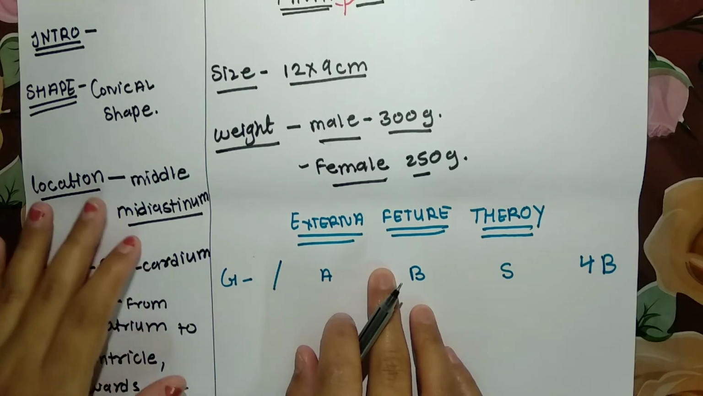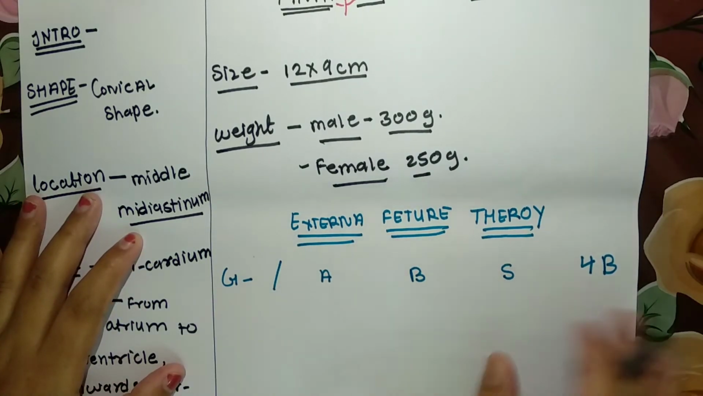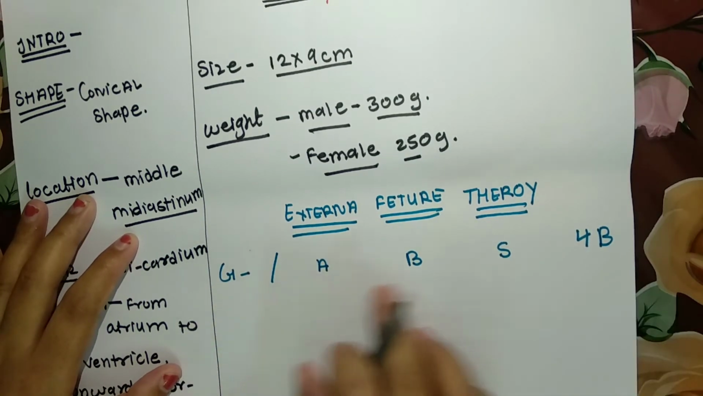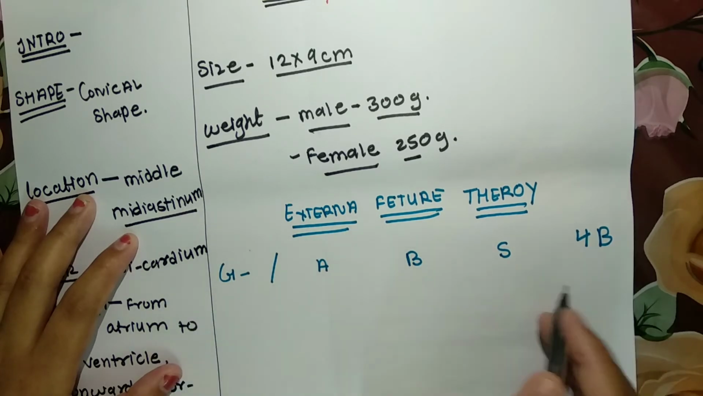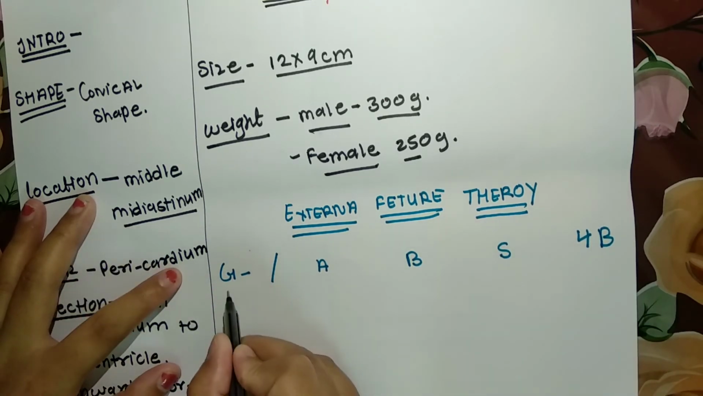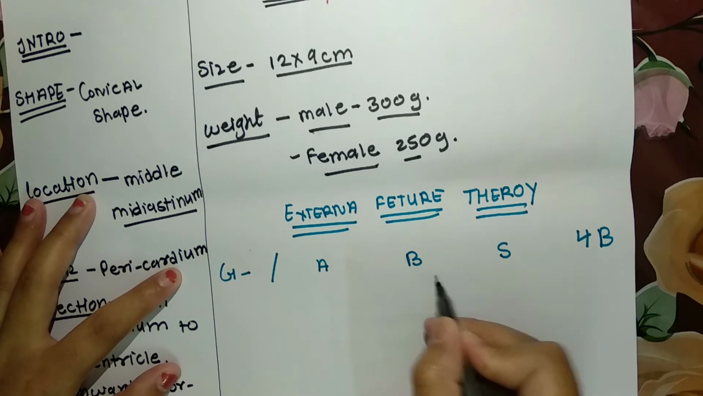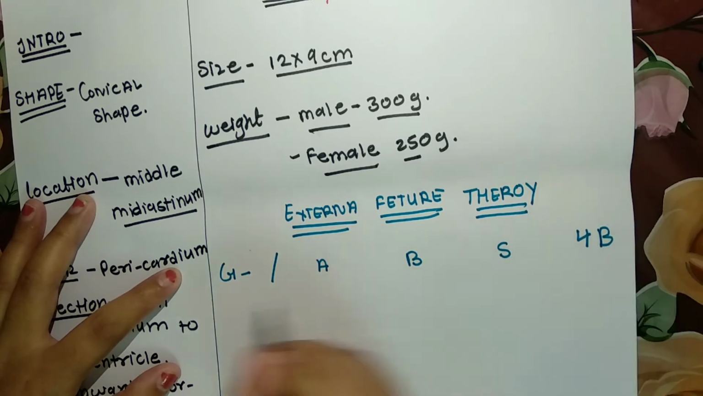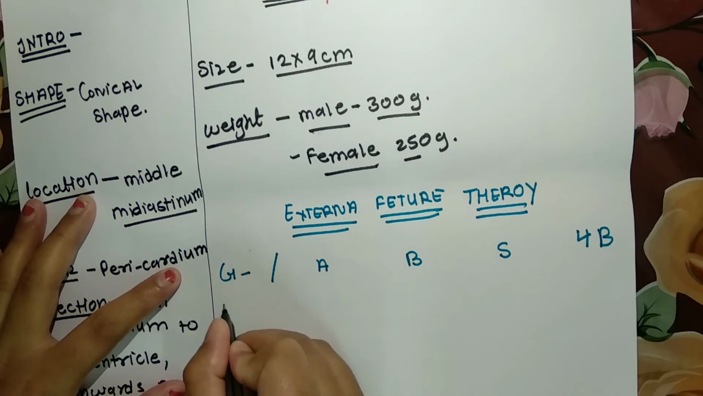Now let's see the theory of the external features of the heart. How to remember it? Mnemonic GAPSB. So what is GAPSB? G for Great, attitude boy, success in business. This is the mnemonic of the external features of the heart. Let me write it here.